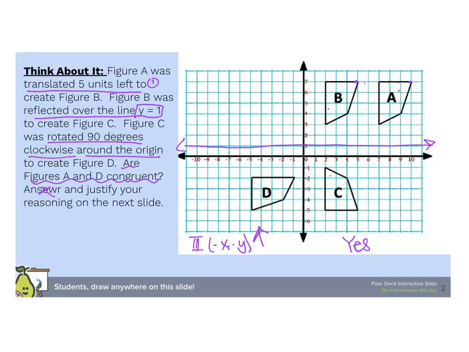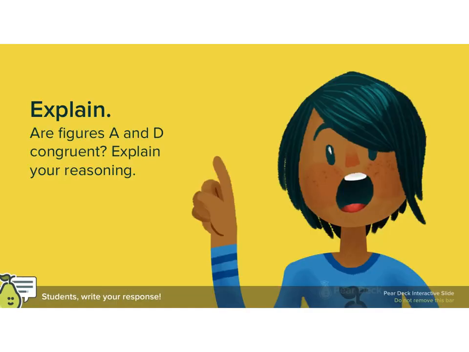I'm going to prove it by stating that, well, if I count the units here, for this side, it's 3, and the corresponding side is 3. If I count the units for this side, it's 4, and the corresponding side is 4. So I'm going to prove these two images are congruent by talking about the properties that are preserved. So, are figures A and D congruent? Yes.